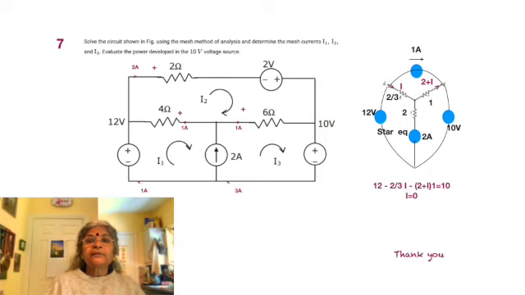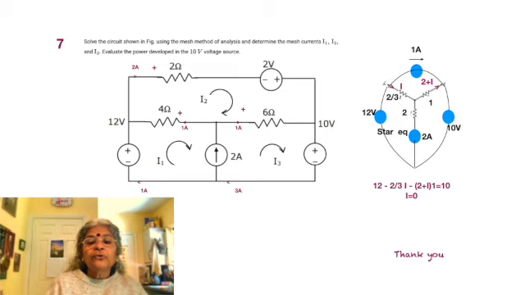Here another technique has been used, wherein the 2 volt source in series with the 2 ohm resistor has been converted to a 1 amp source with a 2 ohm resistor, giving rise to a delta constituting the 4 ohm and 6 ohm, and that delta has been converted to a star equivalent with 2 by 3, 2 and 1 as shown in the figure.